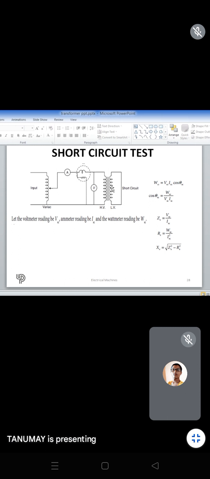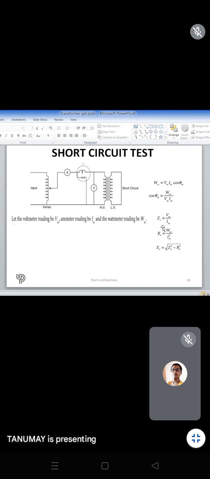Suppose it is written on the transformer that its rated current is 15 amps. At that particular current you have to excite the transformer. Then you will get the wattmeter reading, that is WSC. You will get VSC, the applied voltage, and the short circuit current, in this case 15 amps. Similarly, you will get the power factor.